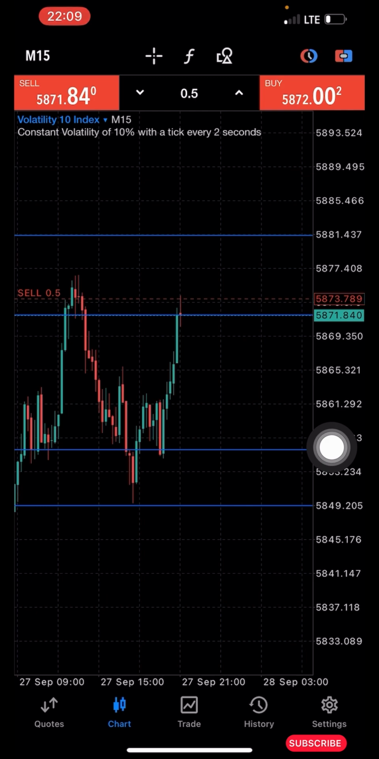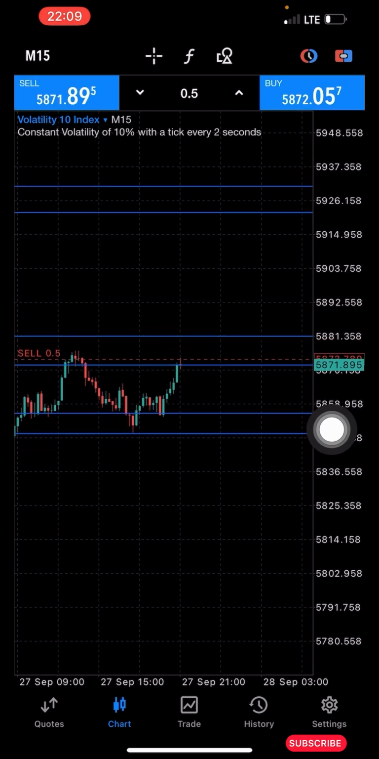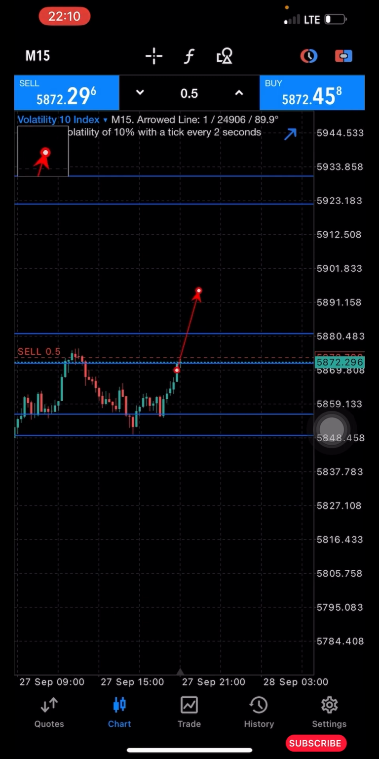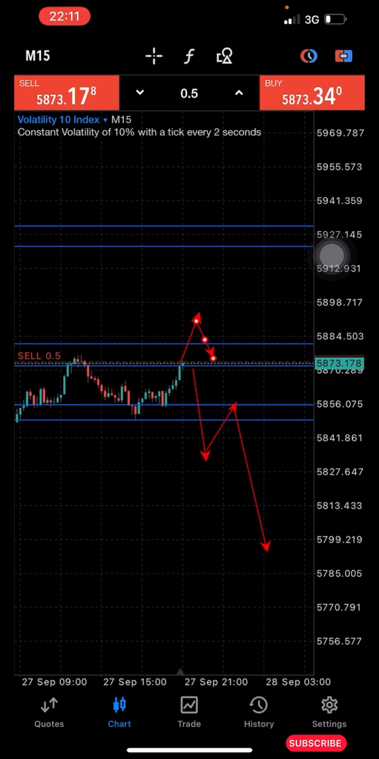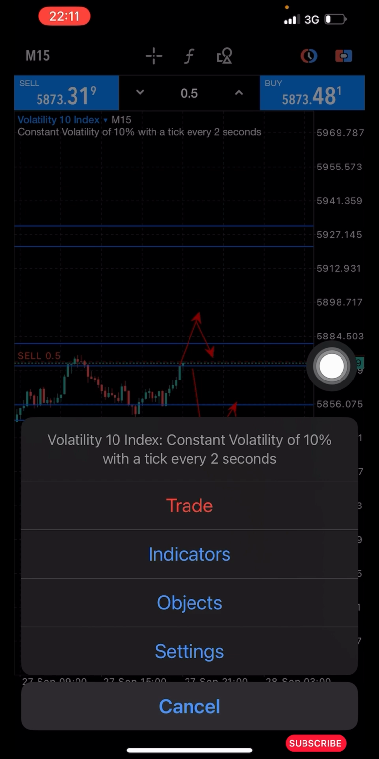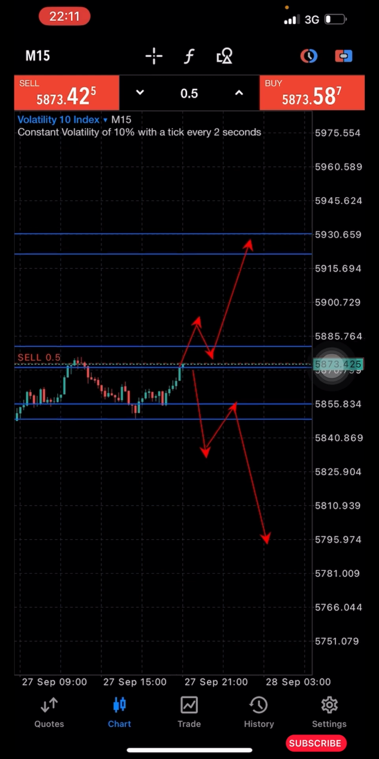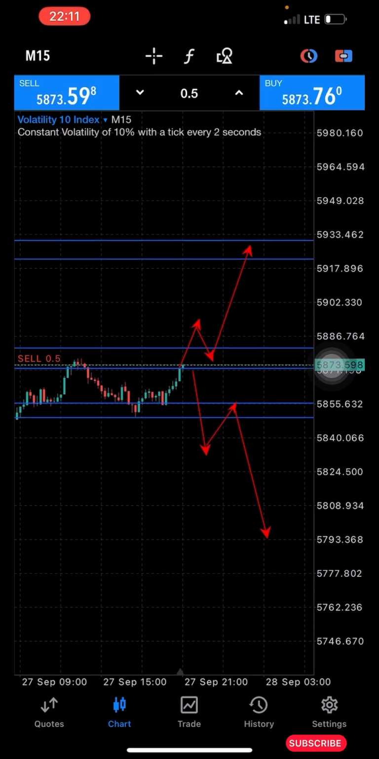But if this fails, then I'll wait for price to break above our resistance here and come back for a retest. I'll be waiting for price to break above this area, make a retest, and then I'll be looking for a buy to the next area of resistance, as you can see here. So these are my numerous plans of action.